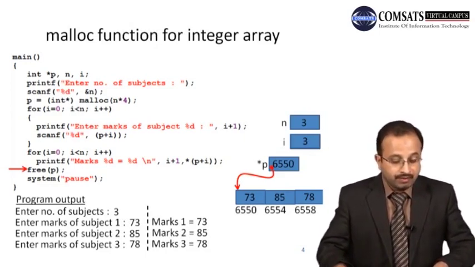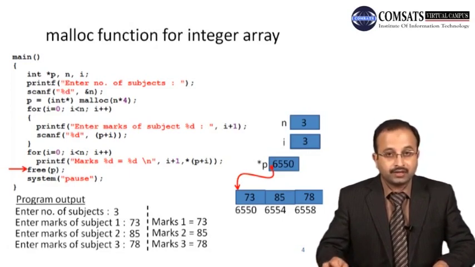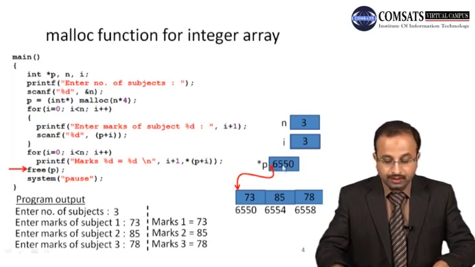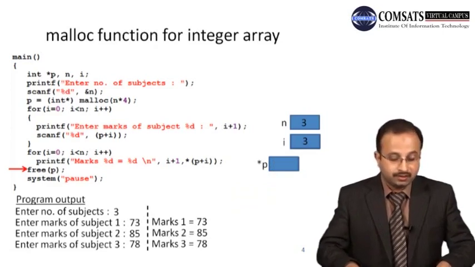कौन सी मेमोरी? जिसका आप एड्रेस यहाँ पर प्रोवाइड कर रहे हैं. P means 6550, that is you are providing the address of the memory. सो ये जो एड्रेस है इस एड्रेस पे जाएगा और इस एड्रेस से मेमोरी को डी एलोकेट कर देगा. So this connection will be lost and this memory will be deallocated.